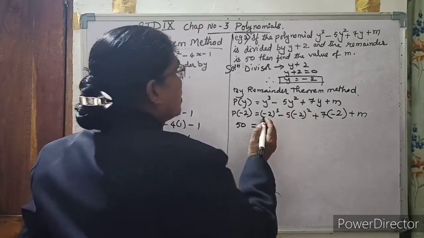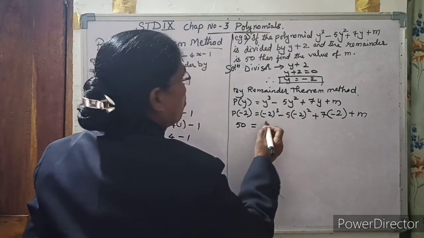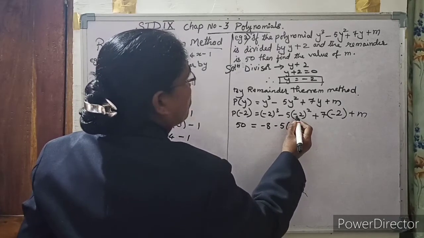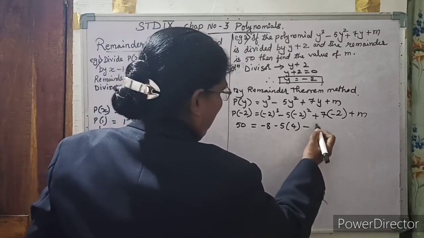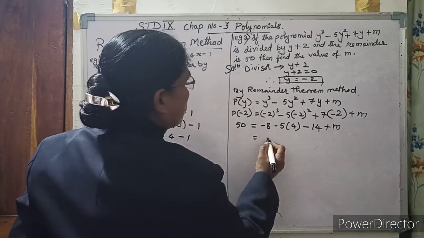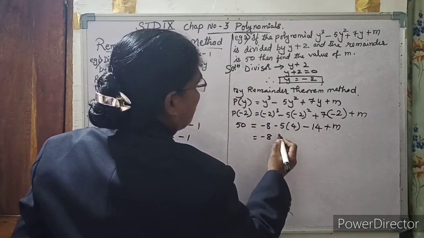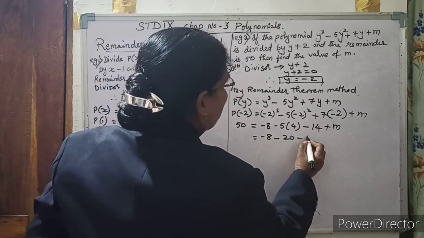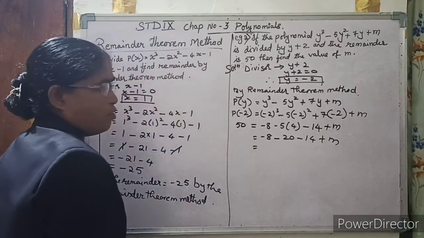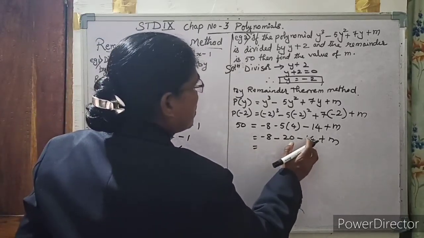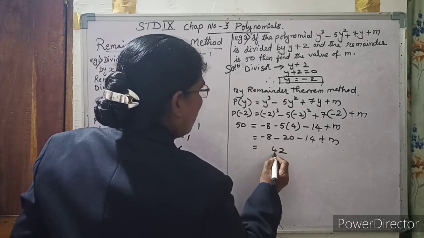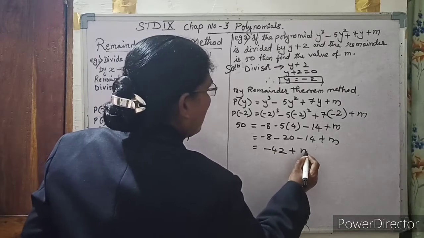Now solve this right hand side. Minus 2 cube will give you minus 8. Then minus 5 into minus 2 square, which is 4. Then plus 2 minus is minus, 7 twos are 14, plus m. Now it equals minus 8, plus 2 minus is minus, 5 fours are 20, minus 14 plus m. You can see all these numbers have the same sign, so add and put the same sign. So 8, 9, 10, 11, 12, carry 1, 1, 2, 3, 4, minus 42 plus m I have got.